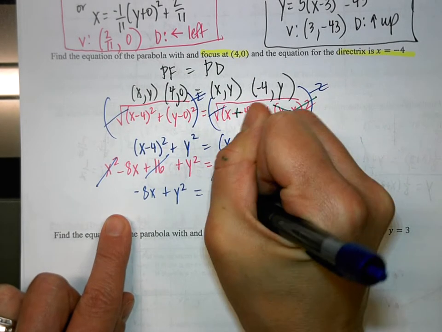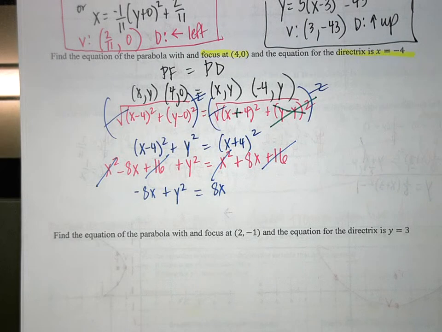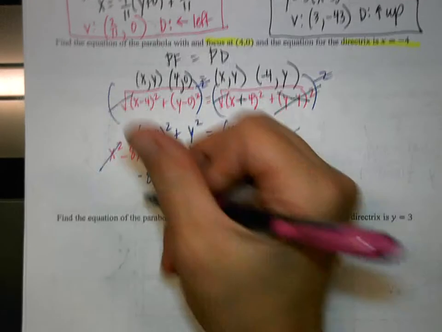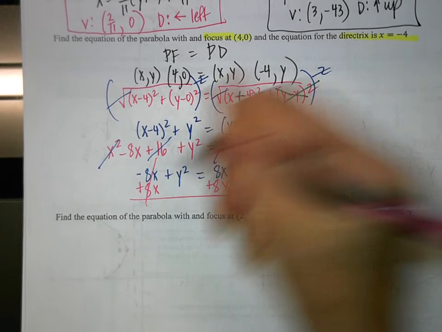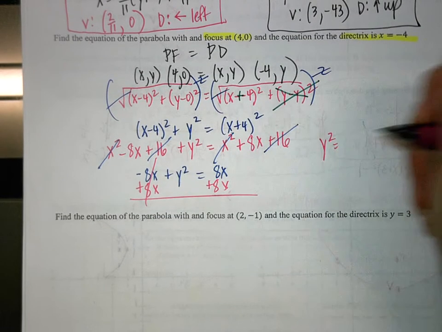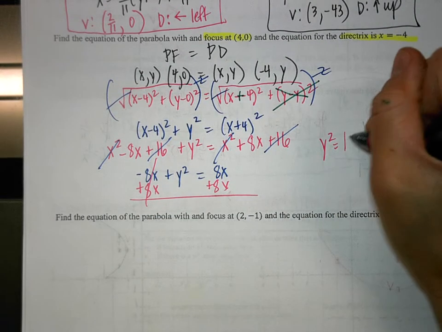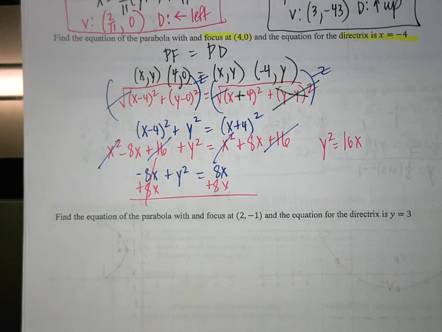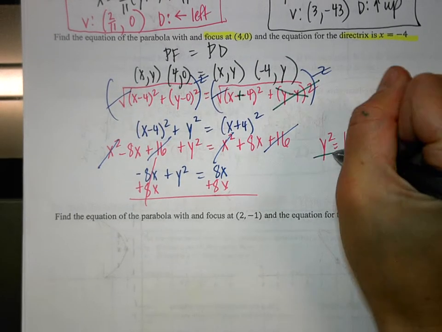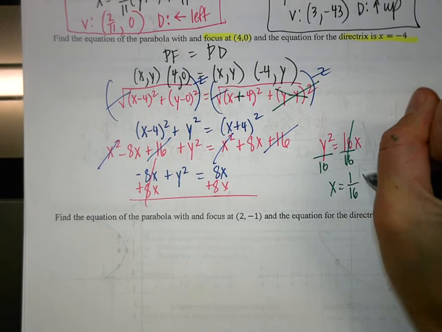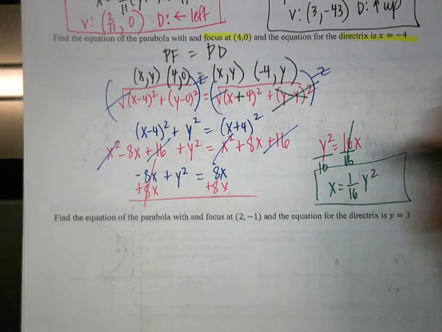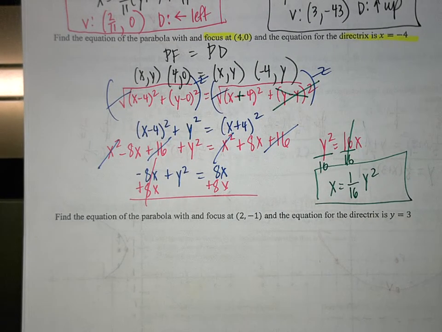And what am I going to want to do? Very good. Add 8x to both sides so we get all those together. And we have y squared equals 16x. And to get x by itself, we... Very good. And then you have your equation: x equals 1 over 16 y squared. Okay. Any questions? All right, last one.